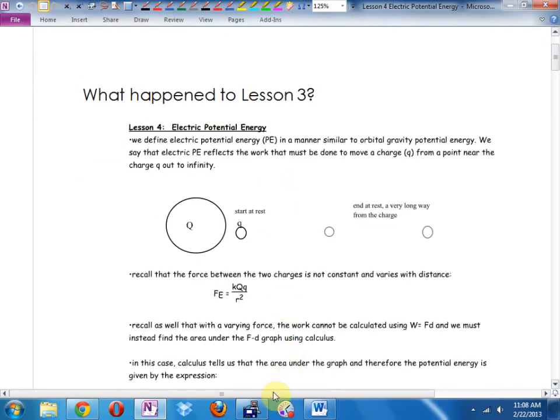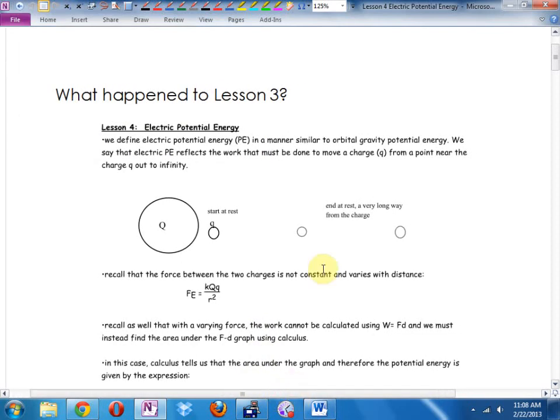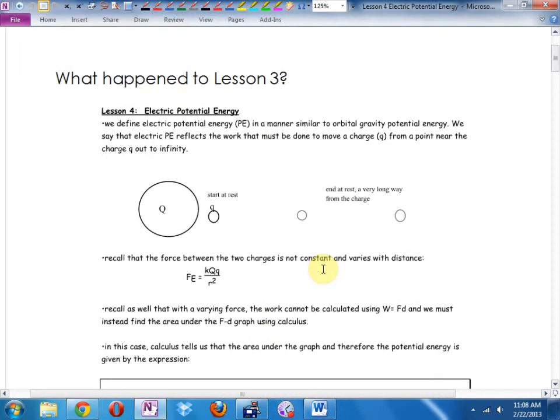So what we're going to look at today is electric potential energy. And just like last unit, remember when we went cosmic with gravitational force, we said, sorry, MGH is not going to work. We're going to need some kind of cosmic electric potential energy equation. So we define electric potential energy in a manner similar to gravitational potential energy. We say that electric potential energy reflects the work that must be done to move a charge, little q, from a point near the charge, big Q, out to infinity.